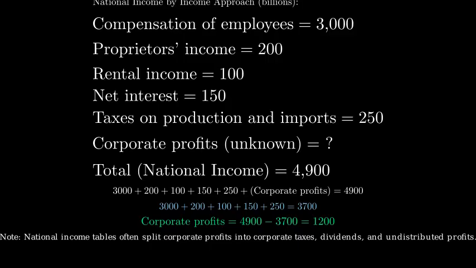A few notes. This is corporate profits before tax or after tax, depending on how the dataset is defined. Often national income tables will further break corporate profits into corporate income taxes, dividends, and undistributed profits.